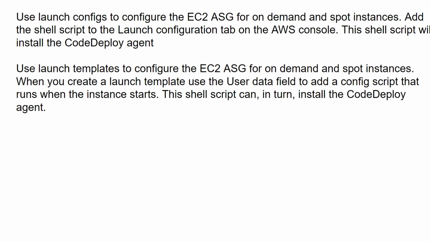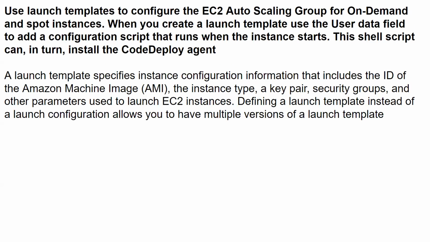Use launch templates to configure the EC2 ASG for on-demand and spot instances. When you create a launch template, use the user data field to add a config script that runs when the instance starts. This shell script can, in turn, install the code deploy agent.